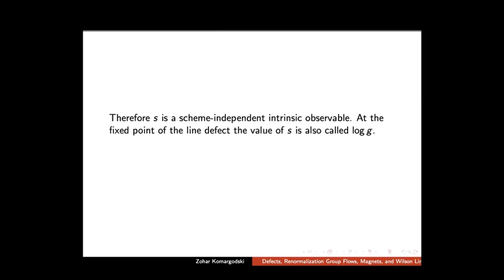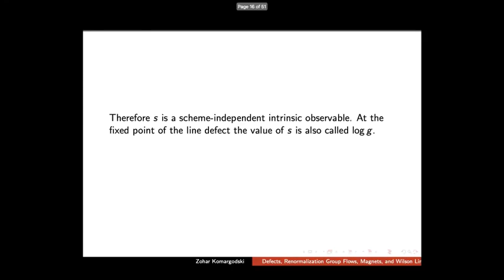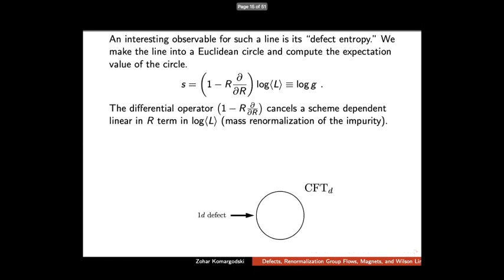So this is what I'm saying here. You can think about, at the fixed point of the impurity, the defect entropy. Sometimes we call it defect entropy. That's why little s is the notation we chose. The defect entropy at the fixed point is sometimes also called log g, which is the quantum dimension. This construction is to kill off the linear part. Yes, you need to apply this differential operator to the partition function to get something that's scheme independent.